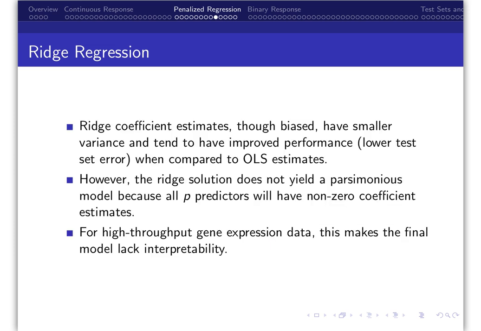Ridge coefficient estimates, though biased, have smaller variance and tend to have improved performance, that is, lower test set error, when compared to ordinary least squares estimates. However, the ridge solution does not provide a parsimonious model because all p predictors will have a non-zero coefficient estimate. For gene expression microarray data, or high-throughput genomic data sets, this makes the final model lack interpretability.